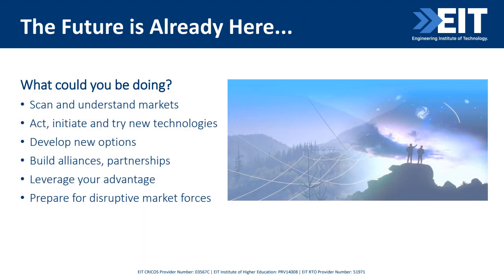Okay, what could you be doing? There must be something that we can do, and there is something that we can do. We can scan and understand the market. We can act, initiate, and try new technologies. We can look at new options. We can build alliances and partnerships. We can leverage our advantage. We can prepare for a disruptive market force. Remember, no need to reinvent the wheel. Look at your partners, your companions, your neighbors, leverage that, and then go ahead.